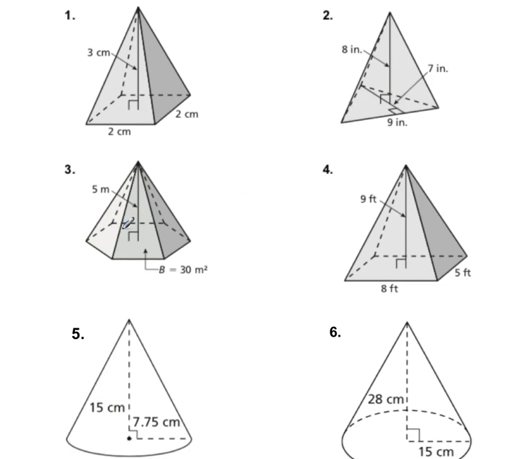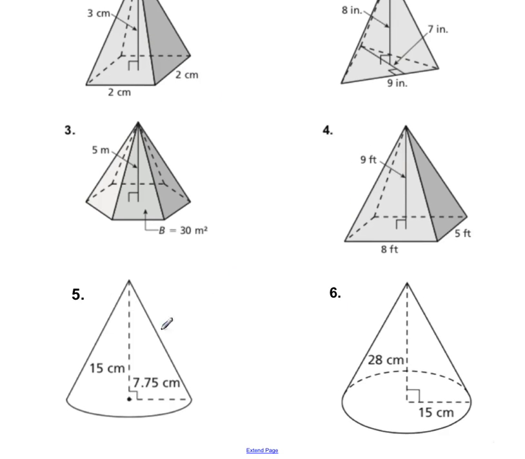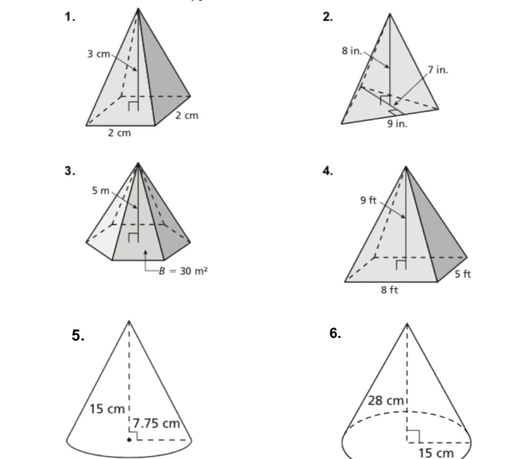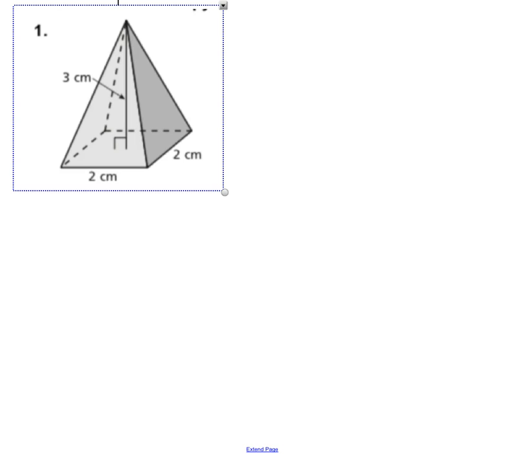This is a pentagonal pyramid. We'll take a look at number 3 as well. 1 and 4 are the same, and then 5 and 6 are both cones. We'll do one of those cones. Alright, so here's a couple problems to look at. Try on your own. Number 1, we have a square pyramid.